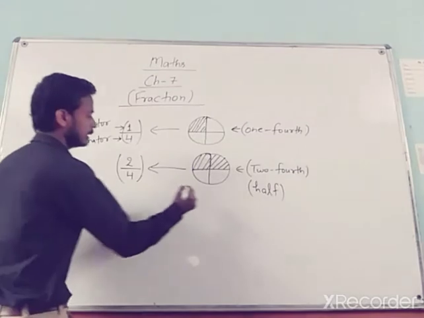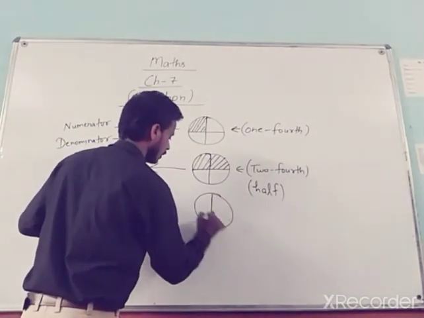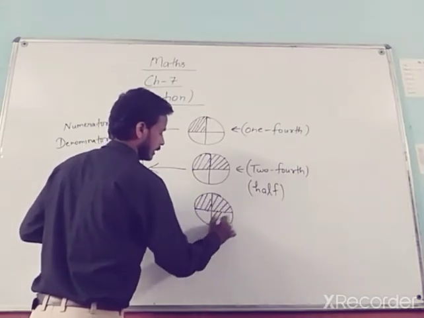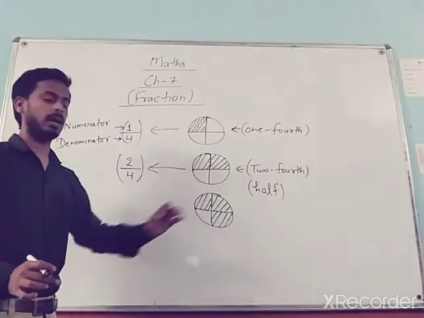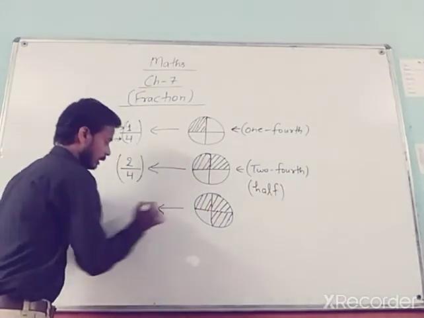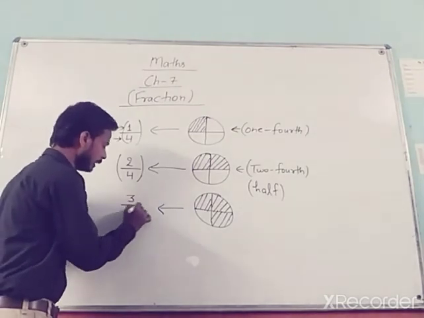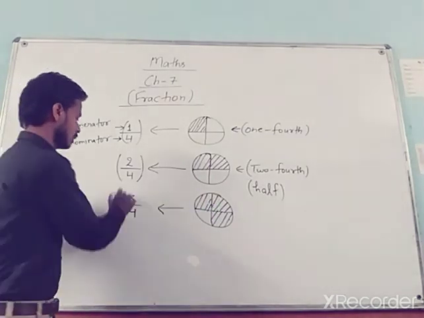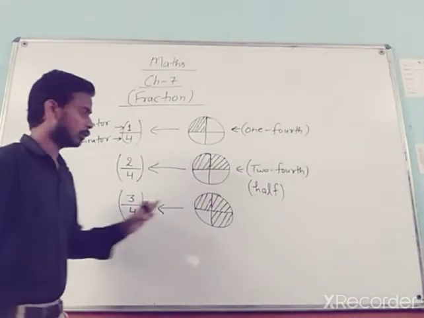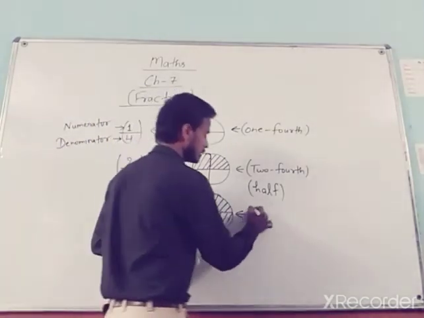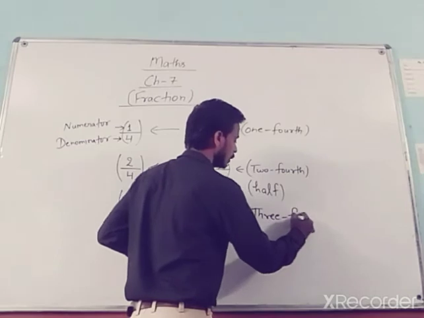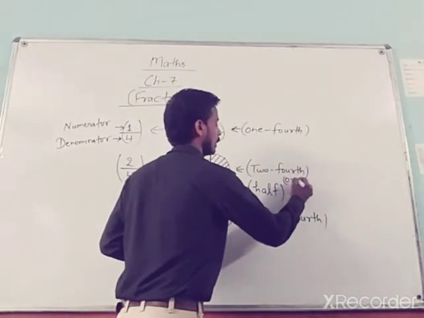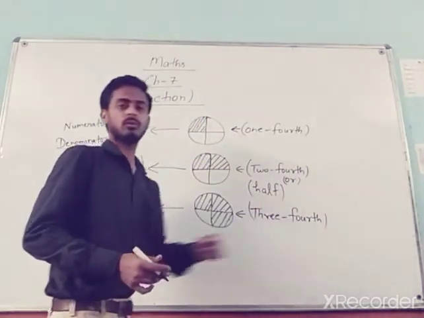Now next, see, if we take 3 parts. See, there are 4 parts. This time I am going to take 3 parts. So, in fraction we will write 3 by 4, because this time we take 3 parts. See, 3 by 4. So, in words we can write 3/4. Clear? It is 2/4 or half, it is 3/4. Clear?